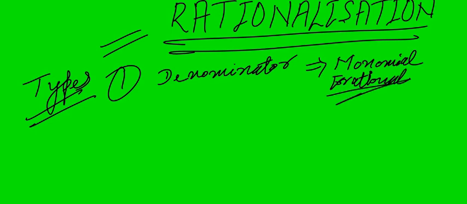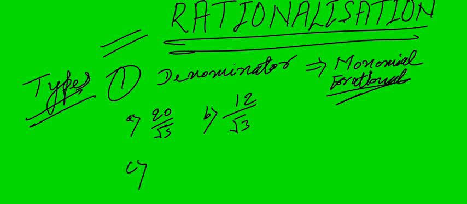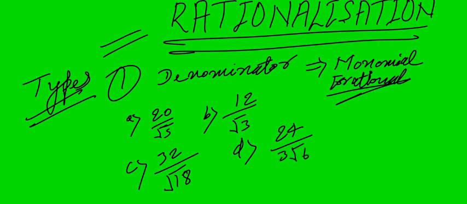For example, I am writing questions like 20 upon root 5. See here, root 5 is an irrational number, it is monomial. Second question we can write like 12 upon root 3, this is monomial. Next question we can write 32 upon under root 18. And one more question I am writing. Basically students get confused about this question, 24 upon 3 root 6. So how to solve this question by rationalization?